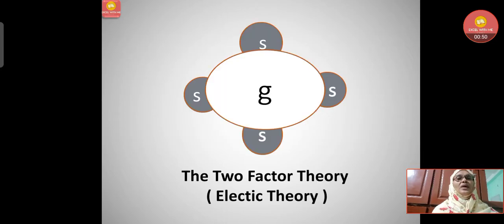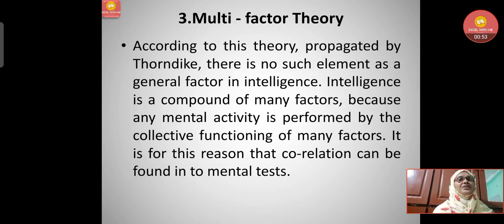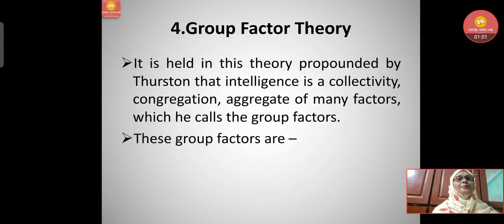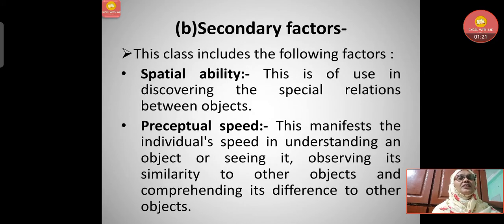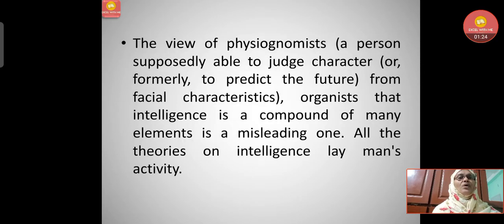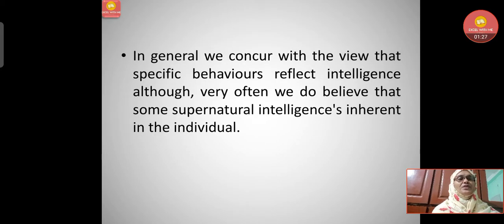And then the third one, multi-factor theory. In this theory there are so many factors which are included in intelligence, we said. Then the fourth one is group factor theory. In this also we have discussed different people who have given their views related to group factor theory, in which there are 2 parts, that is primary factors and secondary factors. We have already discussed these 4 types of theories.